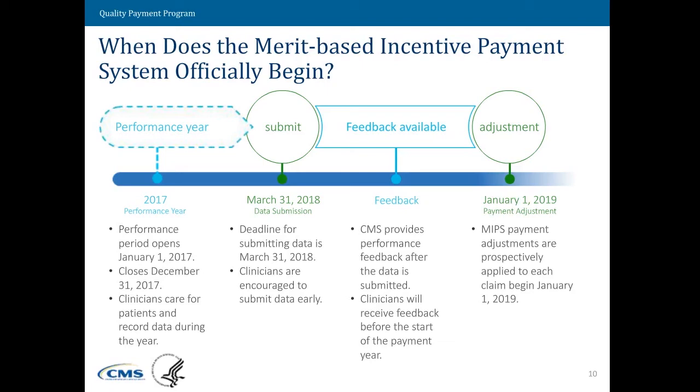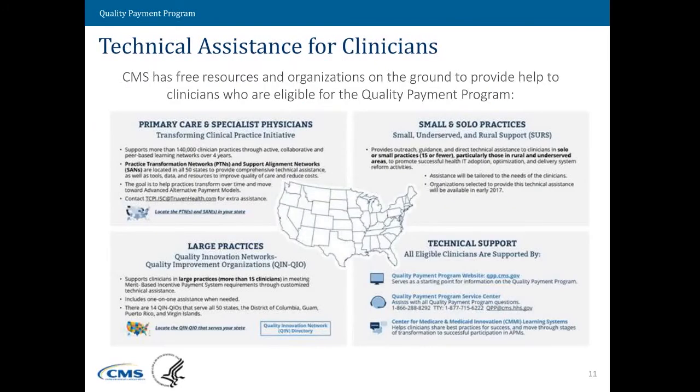Under MIPS, the adjustment percentage is 4%, which can fluctuate depending upon what your total score is. And on the next slide, slide 11, I'll turn this back over to Adam to talk through a lot of the technical assistance that we have available.